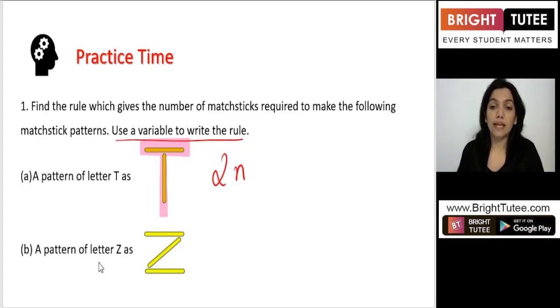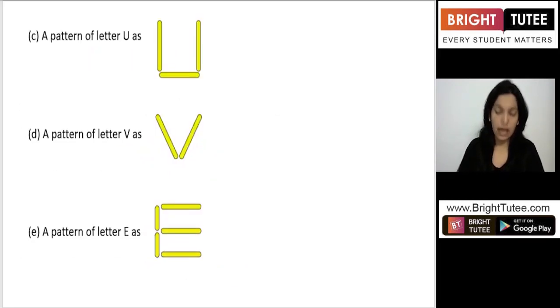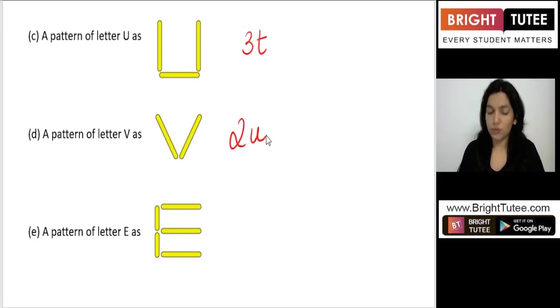The next one is a pattern of letter Z. To write letter Z, we have got 3 sticks. So the pattern is 3n. Or you can use any other alphabet in order to represent the variable. In order to put the pattern U, we have again got 3 sticks. So let's write it 3t. I am writing t as the variable now. For the letter V, it is 2u. So here u is the variable that I have used.